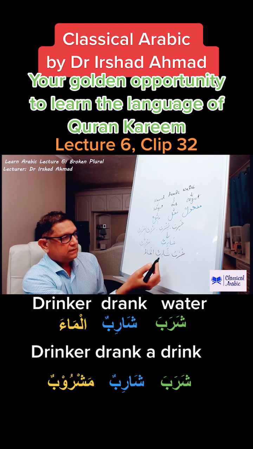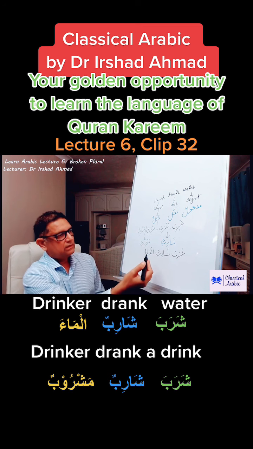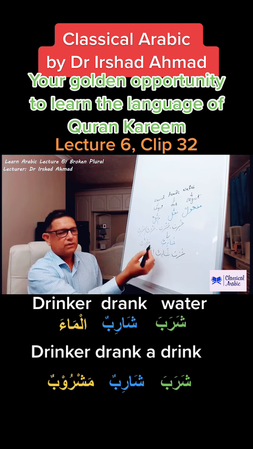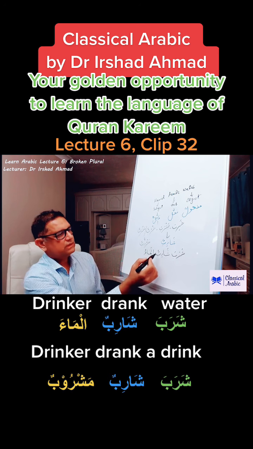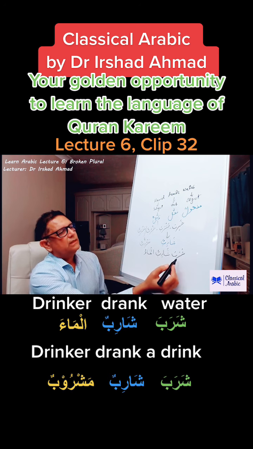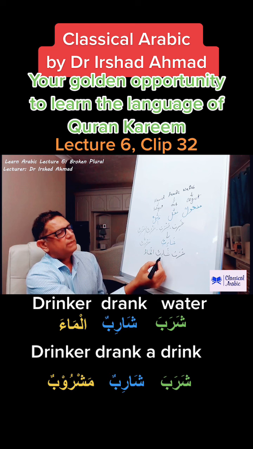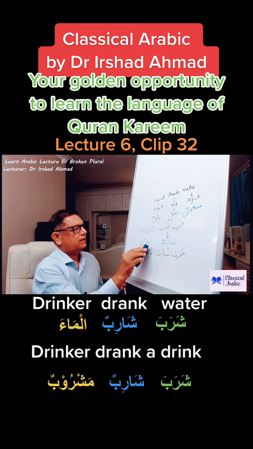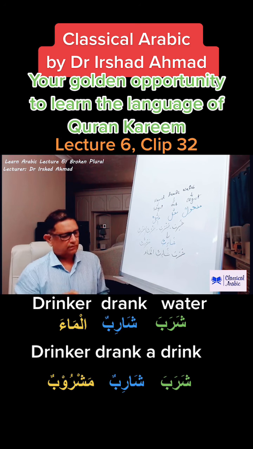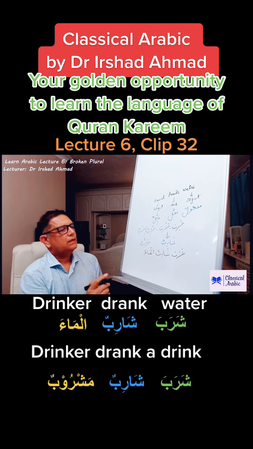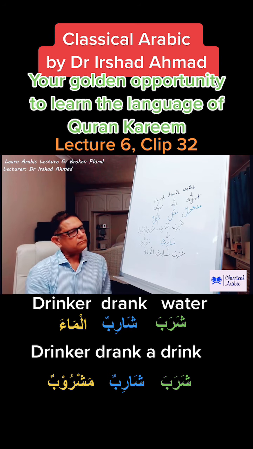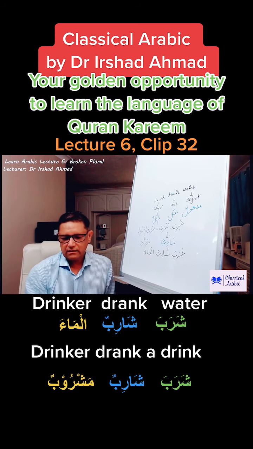If we recite a Quranic ayah on similar construction, we will say Sharaba Sharibunil Ma'u. Combine these, but for now we are just going to say Sharibun al Ma'u. So Sharaba Sharibun, drinker drank, al Ma'a, it should be not Ma'u, al Ma'a, water. So Sharaba Sharibun al Ma'a, drinker drank water.